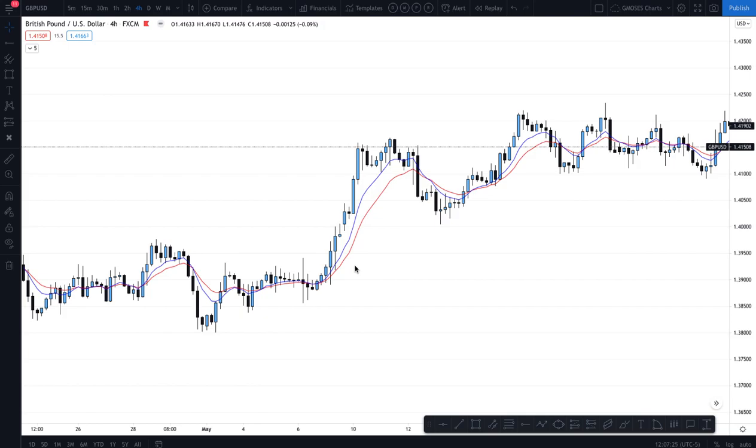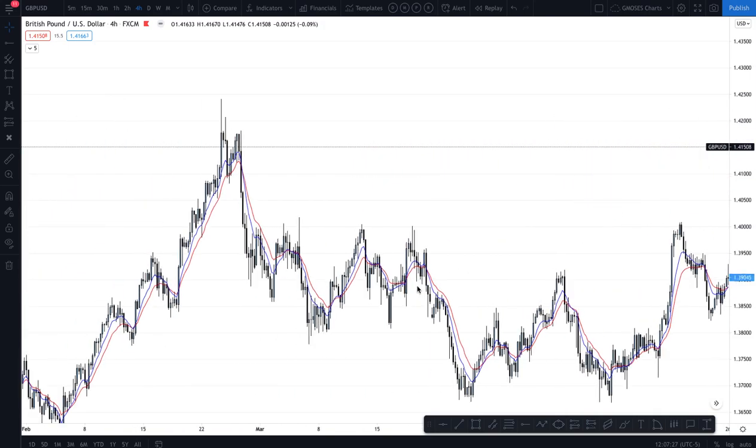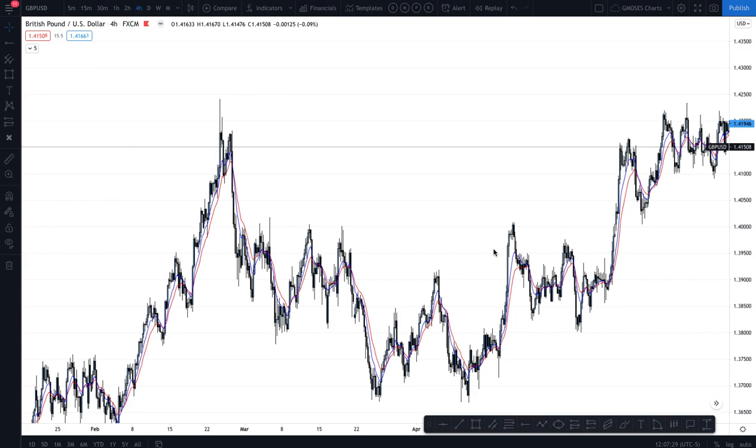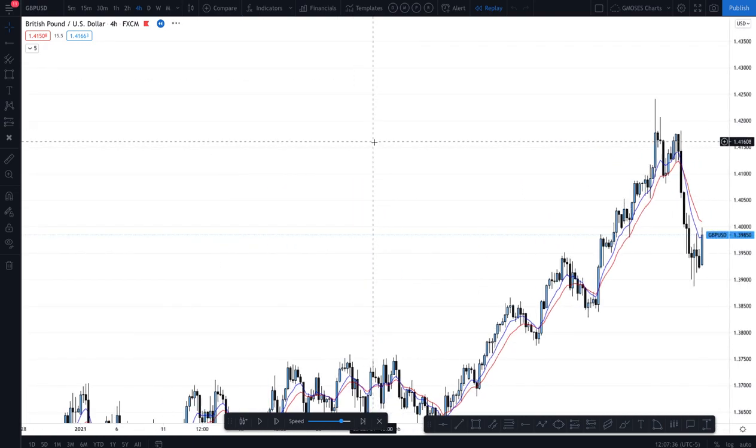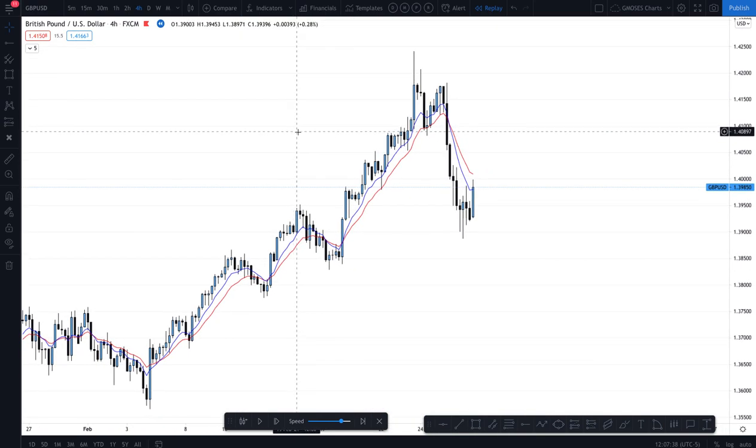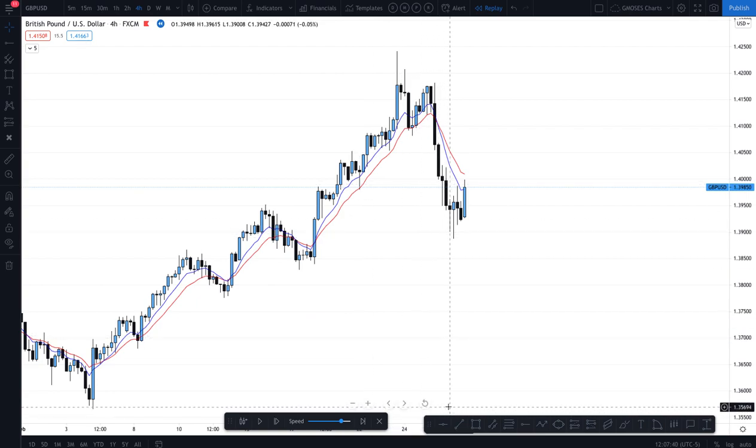So basically, we'll just pick some random point that we can backtest in the market. I'll just choose this point here. First thing we want to do, we want to go ahead and plot on our key levels.